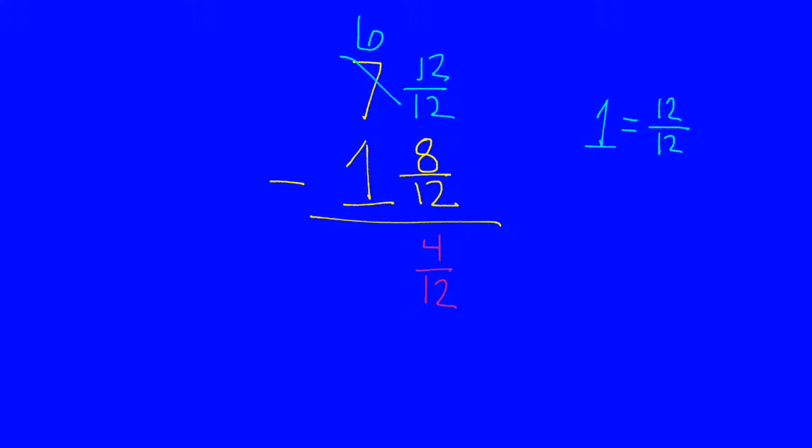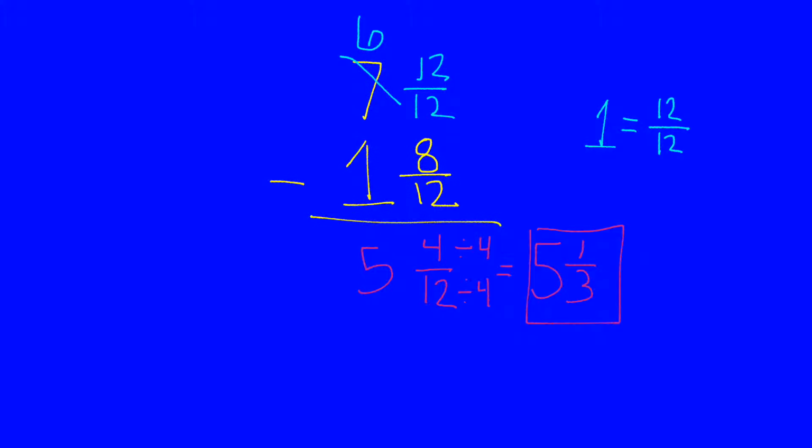6 minus 1 is 5. And our answer looks like it's going to be 5 and 4/12, but don't forget, we need to simplify. You should always simplify your fractions. 4 and 12 have a common factor of 4. So if I divide both of them by 4, I get 5 and 1/3, and that is our final answer. Hopefully that's what you came up with, or you at least came up with 5 and 4/12. That means you're on the right track. Just don't forget to simplify.